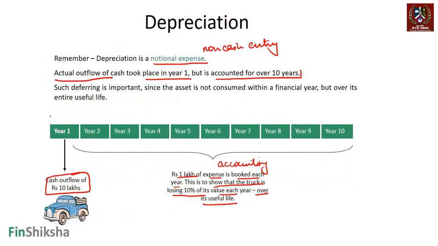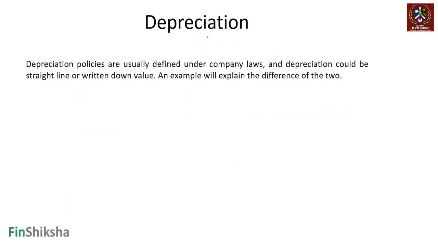So if you were to just understand, your cash flow will show minus 10 and then 0, 0, 0 each of the years. But your P&L will show minus 1, minus 1, minus 1, minus 1, minus 1 each of the years over the useful life, right? Since this deferring is important, since this asset is not consumed within the financial year, it is consumed over its useful life. So it makes sense that we defer the actual accounting of the cost of the asset over its useful life. That's what is known as depreciation, right?